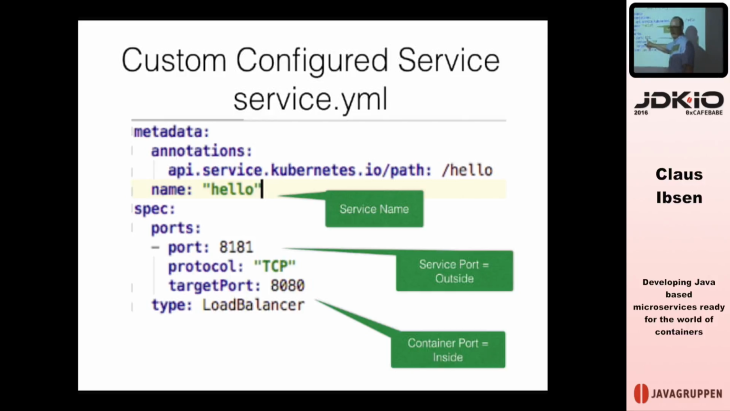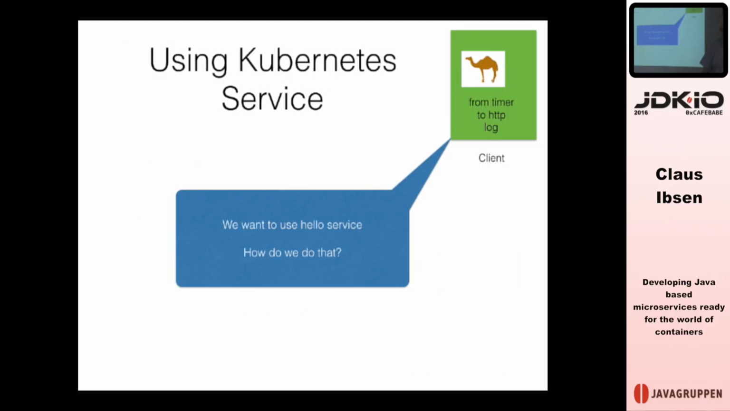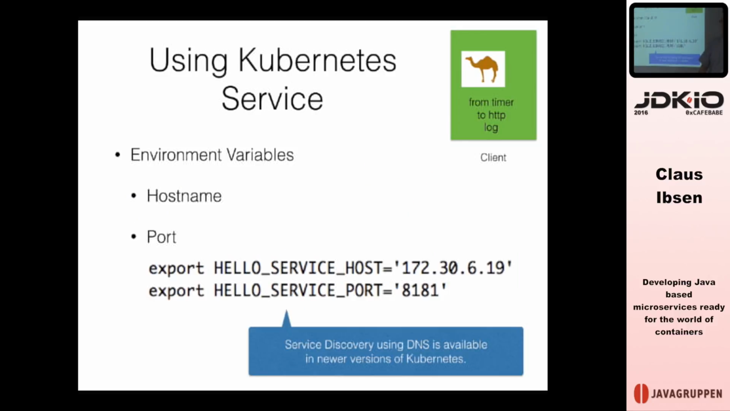I'm choosing 8181 as the port number, and I'm giving the service the name hello. So I have put that information down, and what you see here on the slide is actually a Kubernetes manifest file to define a service using the YAML description. You can also use JSON. So this is not Fabric8 specific, not Camel specific, it's standard Kubernetes stuff. Okay, so now we have that on the server side.